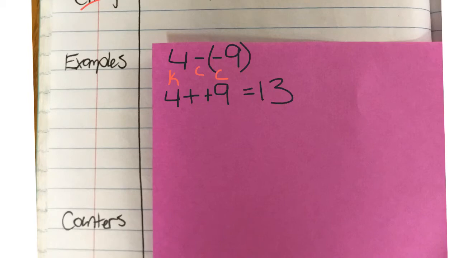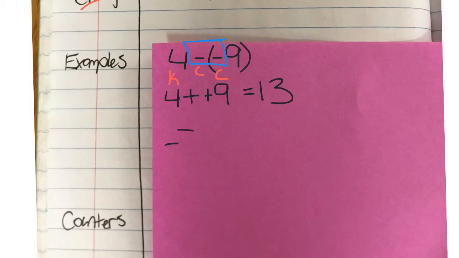Easy peasy. Minus a negative, you will do over and over and over again and realize that it really just means to add. So whenever you see this combination, something minus a negative, you're just adding. Plus a positive, it's the exact opposite. Okay, let's do another example down here.